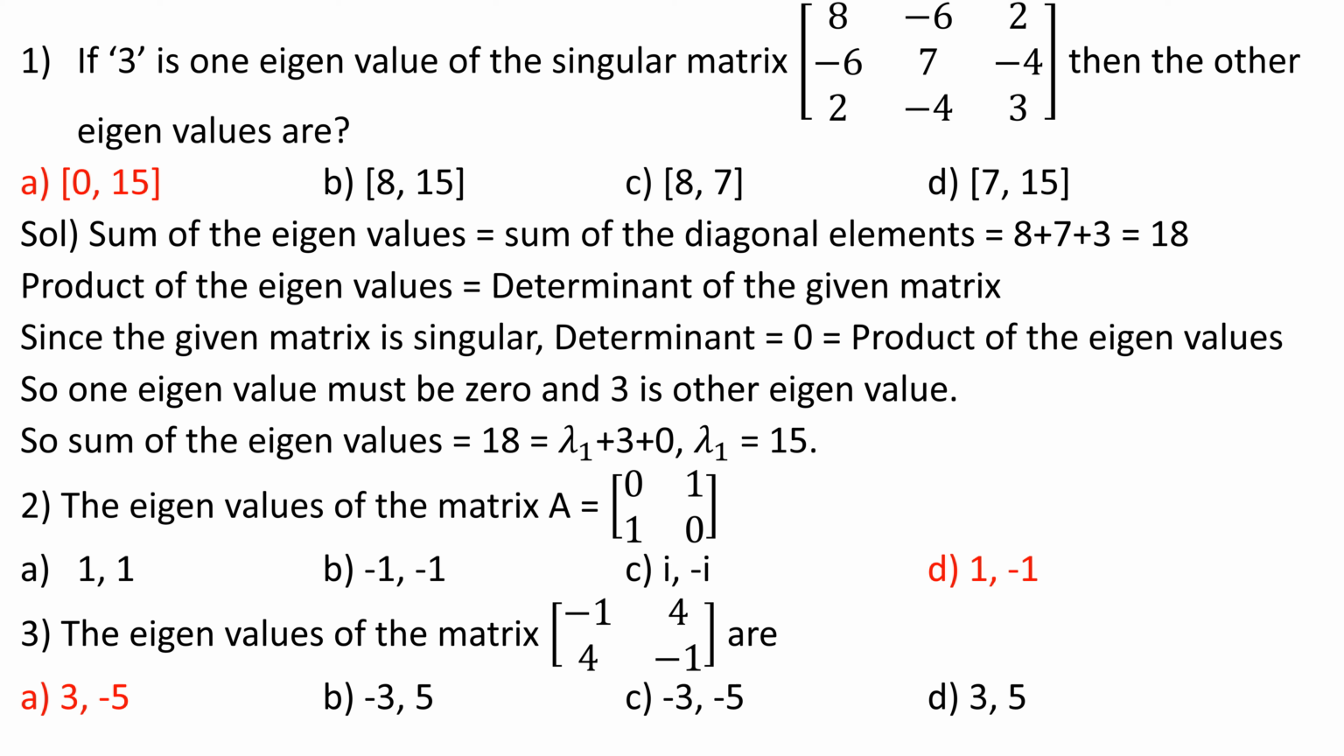Now look at question number 3. The eigenvalues of the given 2 by 2 matrix minus 1 4 4 minus 1. Now apply the concept: sum of the eigenvalues is equal to sum of the diagonal elements. So minus 1 minus 1 is minus 2, so the sum of the eigenvalues must be minus 2. Check with options: 3 minus 5 is minus 2, so option A may be correct.